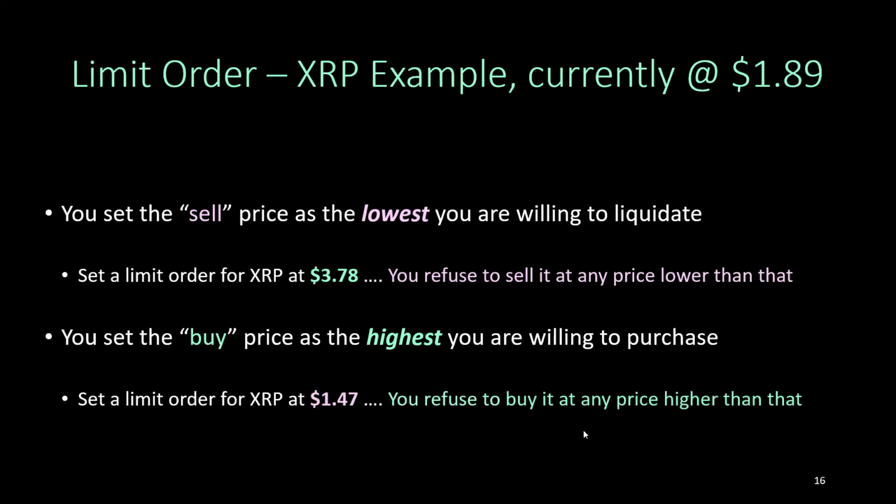In this example, I used $1.47. You refuse to buy it at any price higher than that. You are setting the price of the limit order. So if XRP crashes down to 1.48 and then jumps back up to 1.89 or $2, and you set the limit order for 1.47, you refuse to buy it at anything above that, so 1.48 is too high for you, that limit order does not get executed. Simple enough.